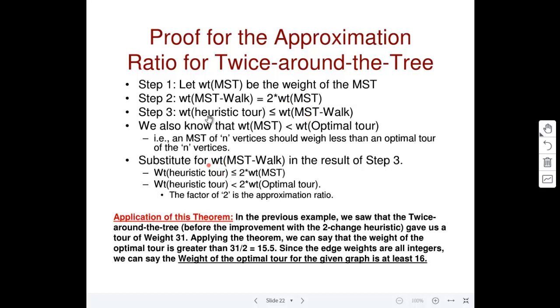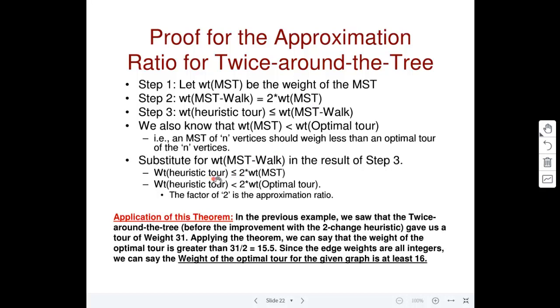So the third step, we have the weight of the heuristic based tour is less than or equal to the weight of the minimum spanning tree based walk because of triangle inequality. Now replace this walk with this minimum spanning tree weight. So that's going to be twice the weight of the minimum spanning tree, right? So that's what I'm doing here.